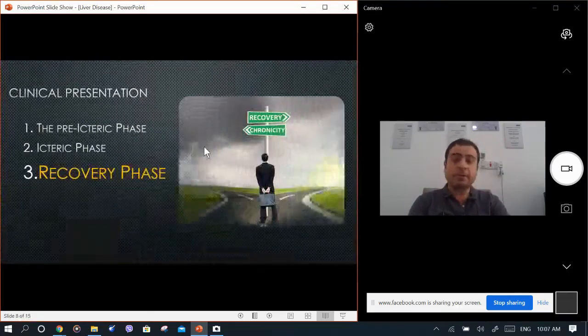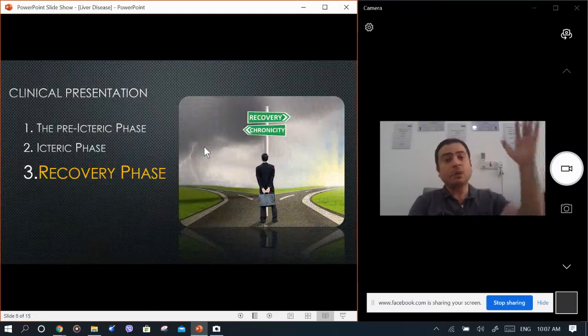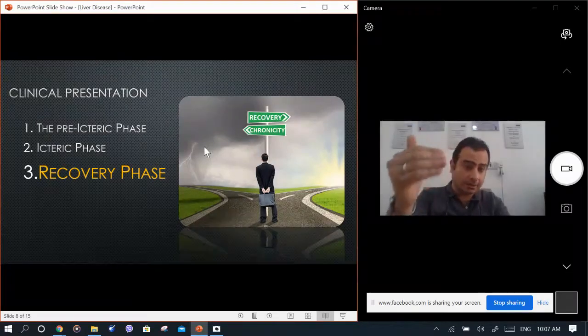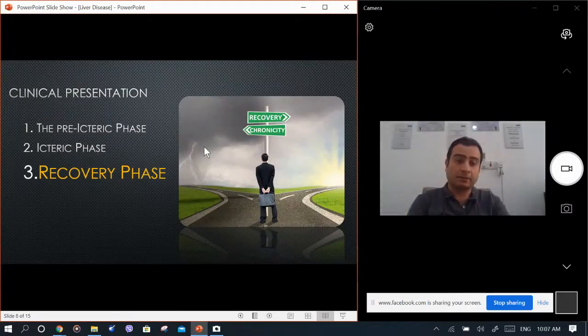In the recovery phase, all the non-specific symptoms of abdominal pain, fever, and jaundice become reduced. But the hepatomegaly and the abnormal liver function tests might take a longer period to recover. This phase might continue for about 4 months, or about 16 weeks.